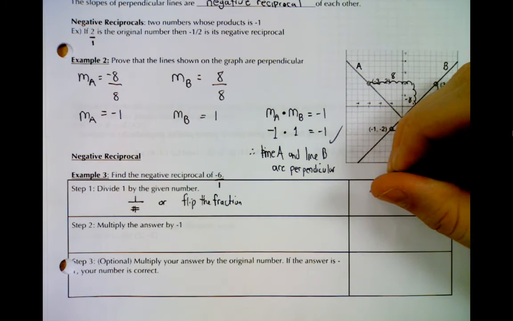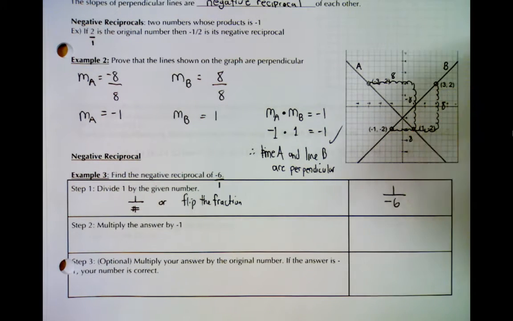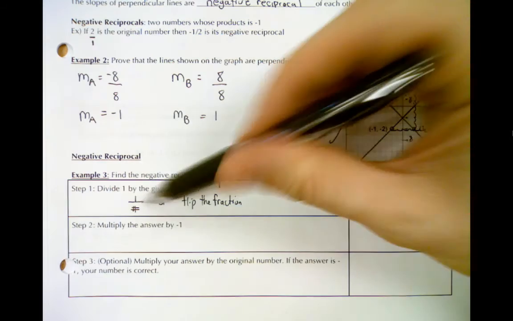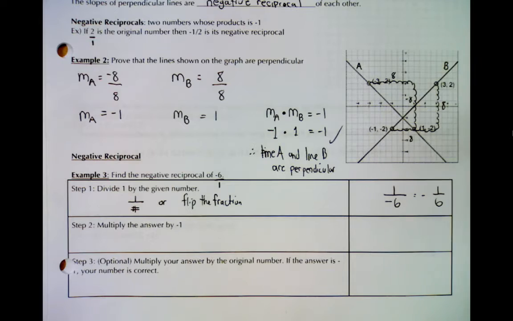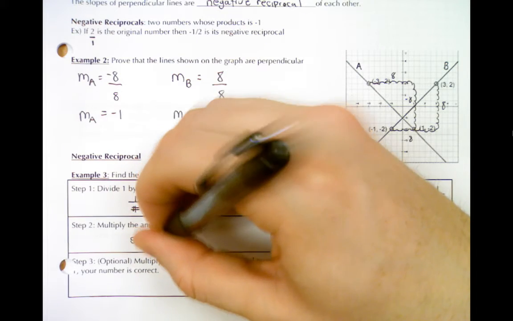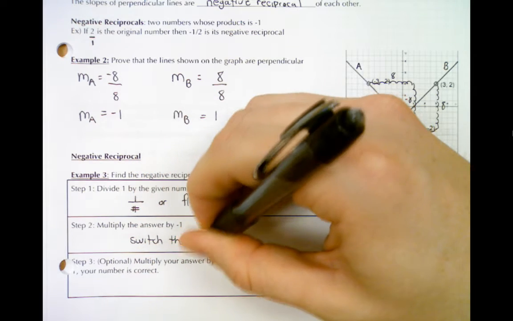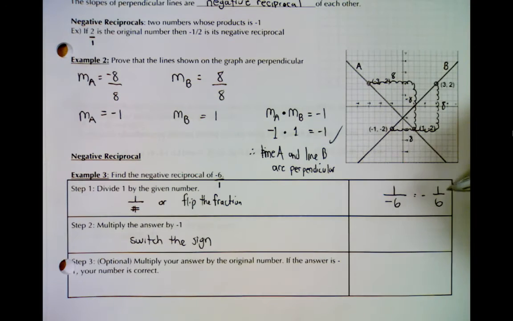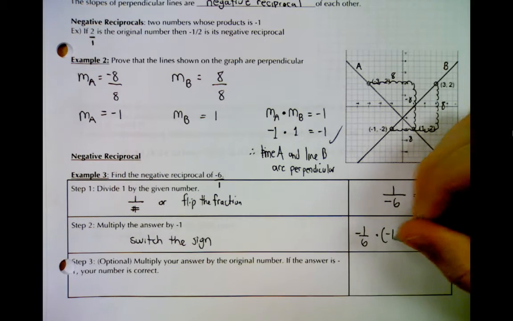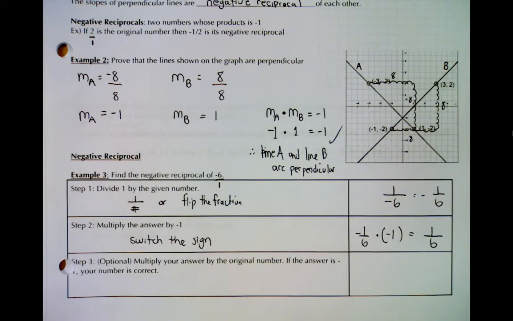So that would be 1 over negative 6, which is the same as negative 1 over 6. Writing 1 over the number would just be writing 1 over negative 6. So either of these descriptions gives you the same answer, negative 1 over 6. Step 2, multiply the answer by negative 1. What that does is it just switches the sign. Flip the fraction, switch the sign. So instead of negative 1 over 6, if we multiplied it by negative 1, we would get 1 over 6. So 1 over 6 and negative 6 are negative reciprocals.